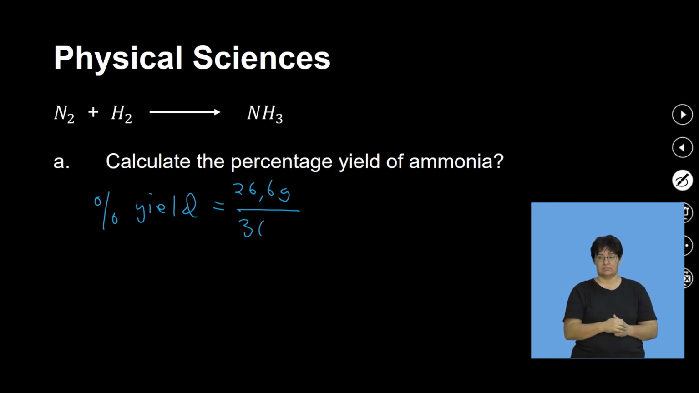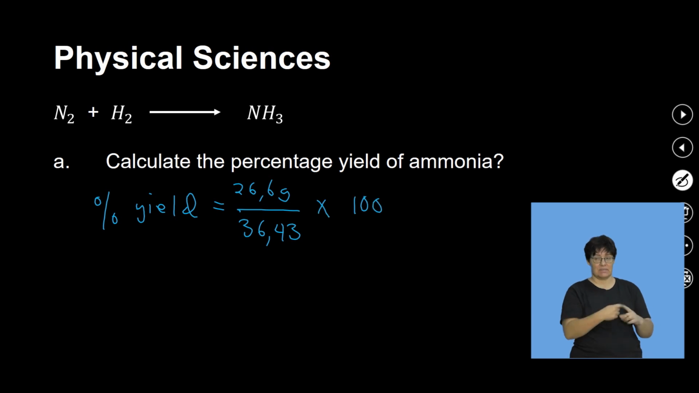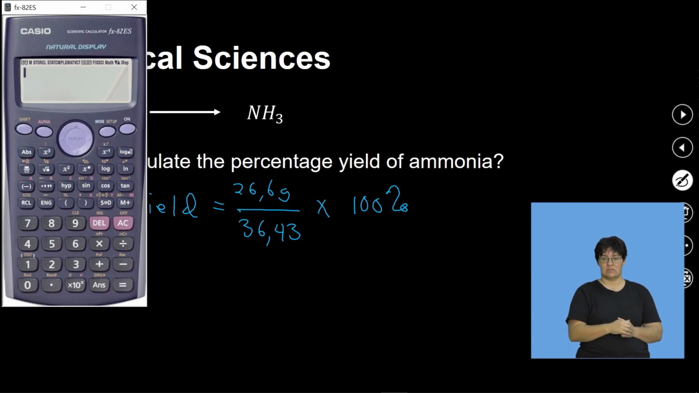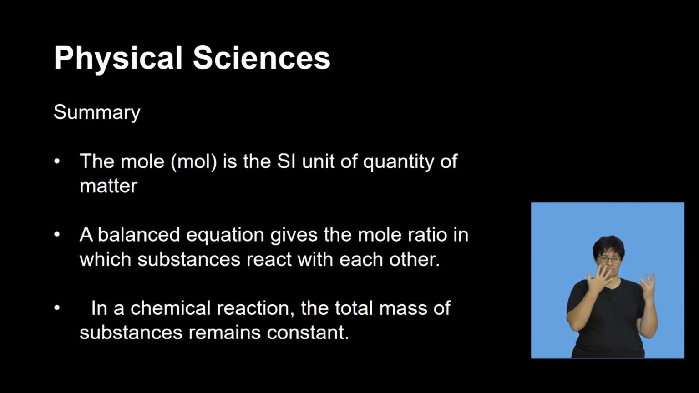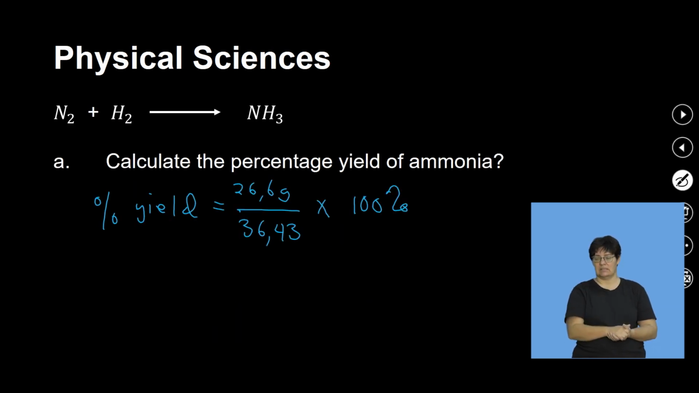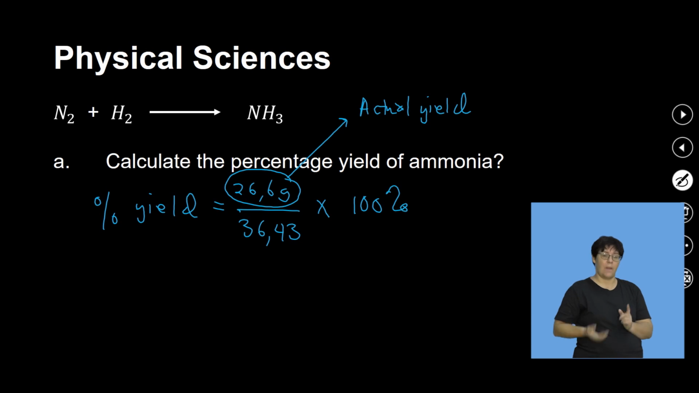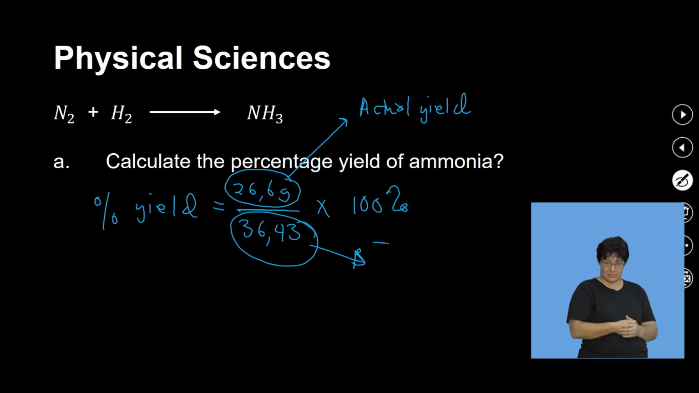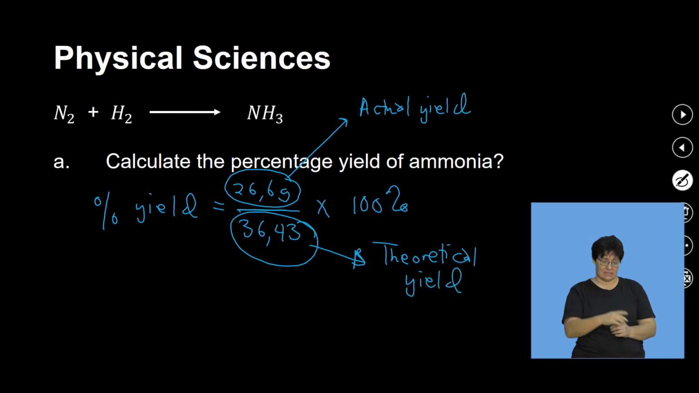We divide by 36,43 and multiply this by 100, and it will give us the percentage yield of ammonia. Let's quickly verify that on the calculator. We have 26,6 divided by the theoretical yield, what we expected, the one that we calculated from the stoichiometric ratio. This 26,6 is the actual yield, what was obtained. And this is our theoretical yield, the one we determined from the stoichiometric ratio, just to put things into perspective.